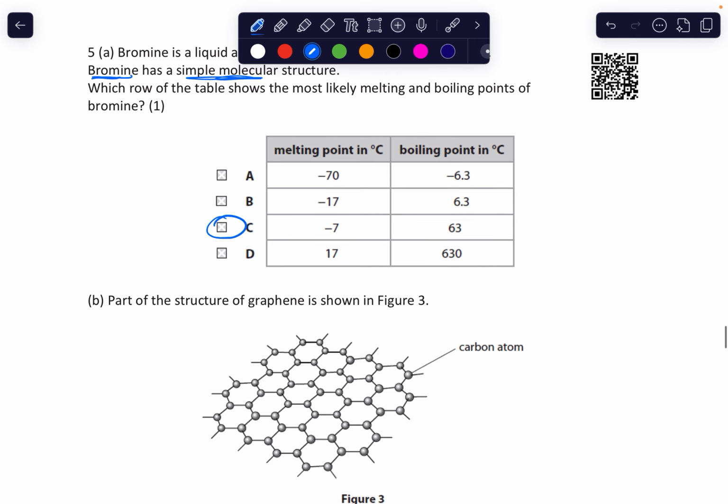Bromine is also a liquid at room temperature. Room temperature is often around 22. So we know that, for example, these ones here would be gases, and we know that bromine is not a gas at room temperature.